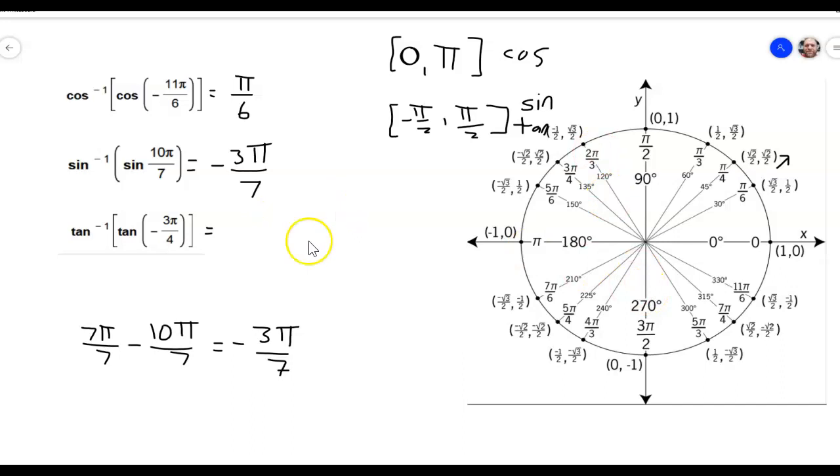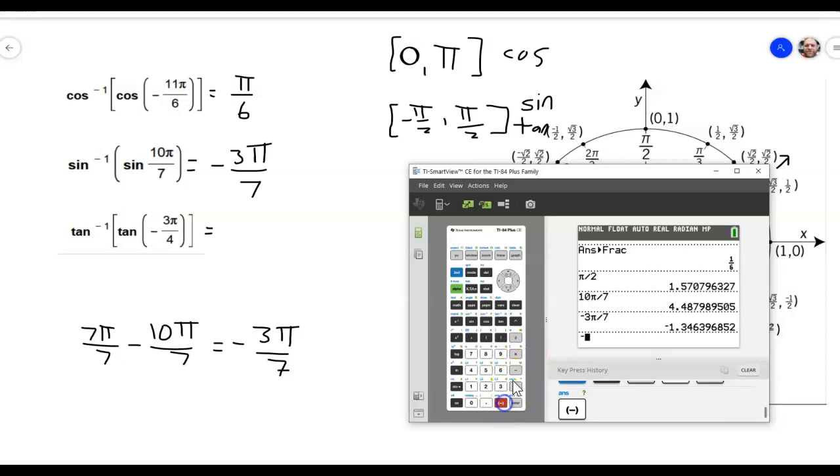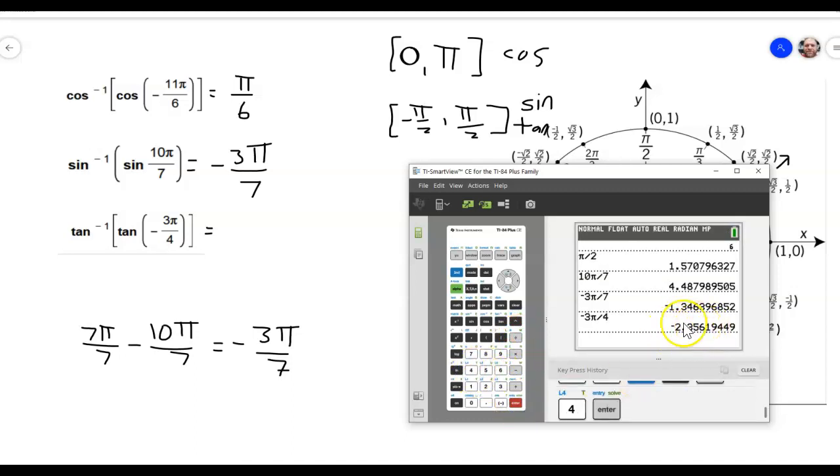All right, so what does that mean? That means that negative 3 pi over 4 is not in our domain here. I can verify that by going to my calculator and doing negative 3 pi divided by 4 and seeing that that is outside of my range, because I can only go as low as negative 1.57, and that's already at negative 2.35. So I'm going to add a pi to that negative 3 pi over 4, and that's going to put me up to pi over 4.